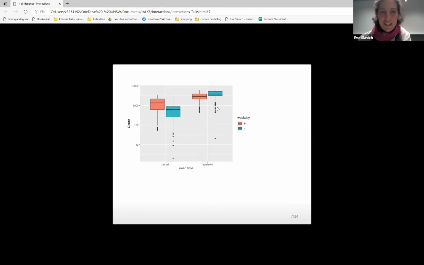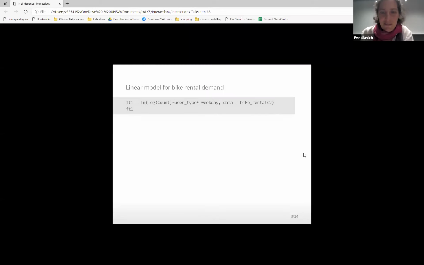And then if we look at the registered users, it seems like they use the bikes more on the weekdays than the weekends. But on every day, they're using it more than the casual users. So if we wanted to predict demand on a particular day, it's going to be really useful to split it out by user type.